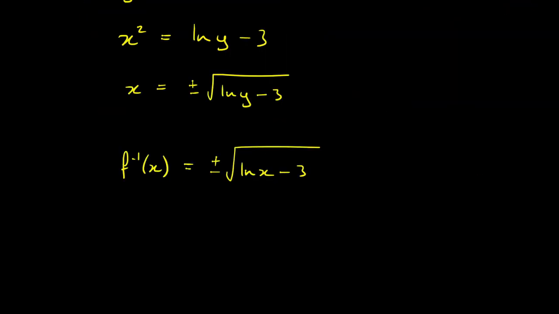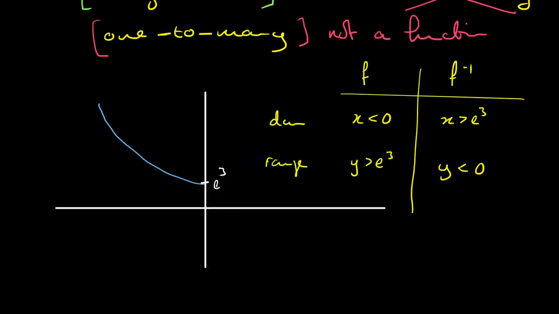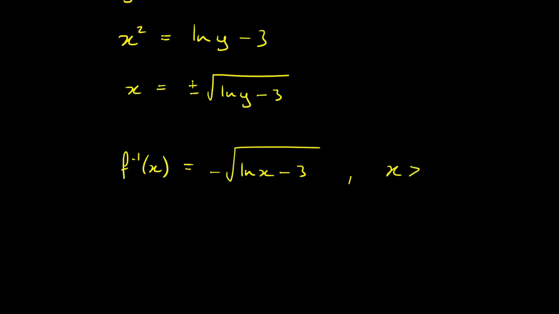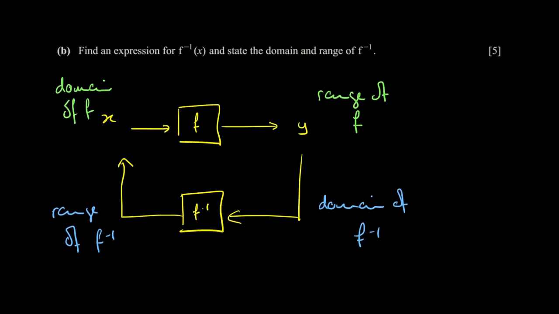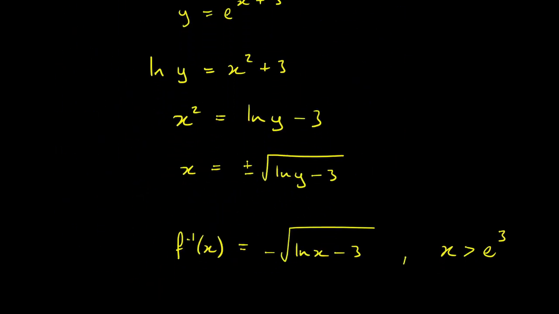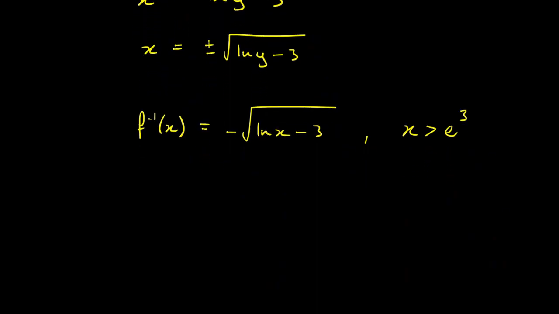So if we now go back, we want the range of this function to be everything less than 0. The only way that we can do that is if this part here is negative. And what's the domain of this function? The domain is x greater than e to the power 3. So I think that's everything. We've got the expression, and we've stated the domain and the range. The range of f inverse will be less than 0.